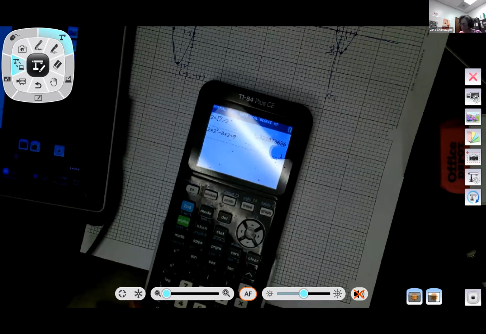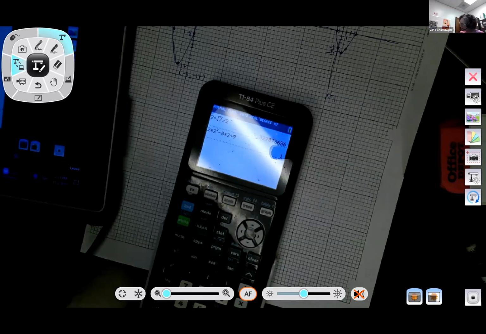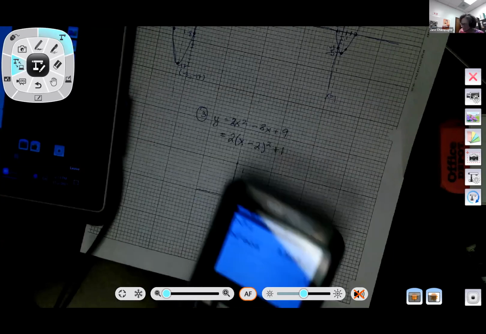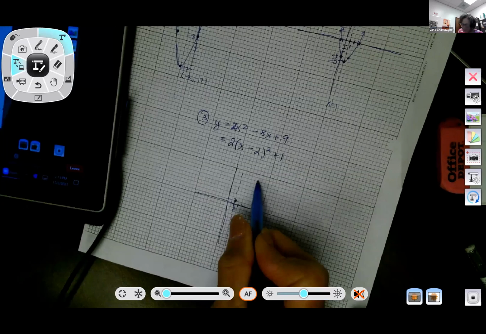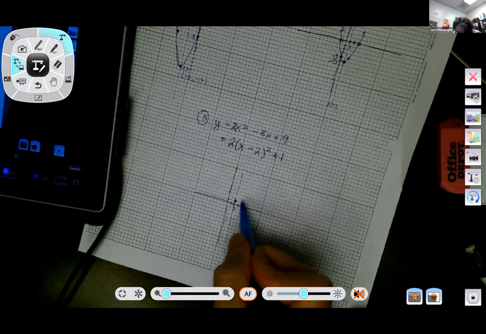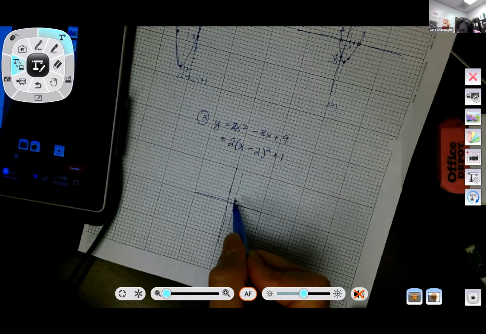Something is wrong. Did anybody catch it? Let me look at the chat here. What did we do wrong in number 3? See what I'm saying? If you have a vertex here and it opens upward, it can't have any x-intercepts. So we should have gotten imaginary solutions for x.